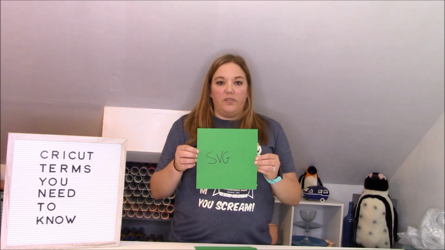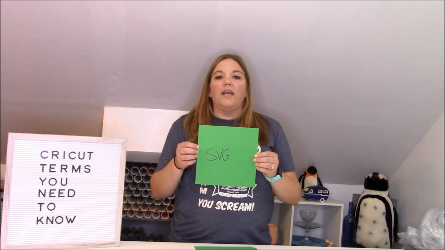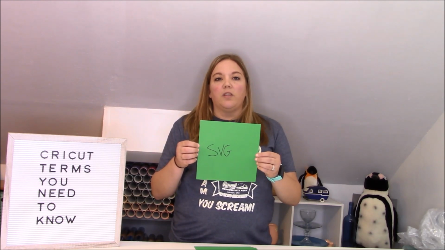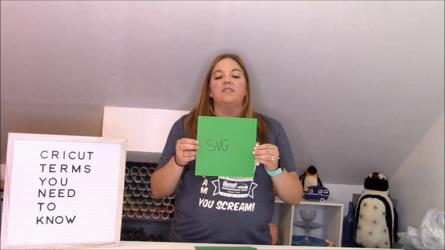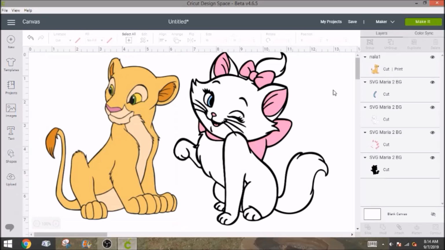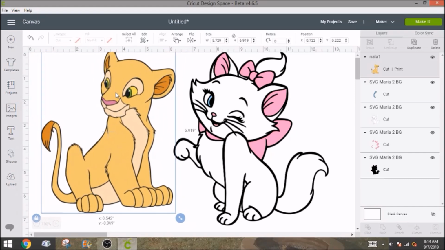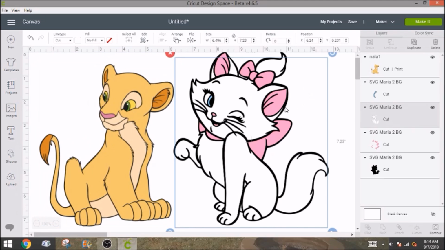The thing with the SVG is that it can come layered, where it's already ready to cut, or it can just be a single layer where it isn't going to have any cuts on it whatsoever. So I'm going to show you an example of two different kinds of SVGs. Both of these images are SVGs. However, one you can see is just made in one single layer, and this one is for print then cut, and this is Nala. And then you can see the Marie cat.